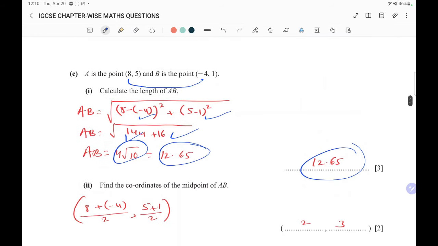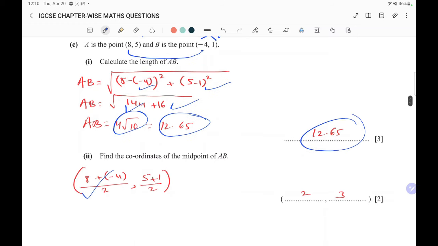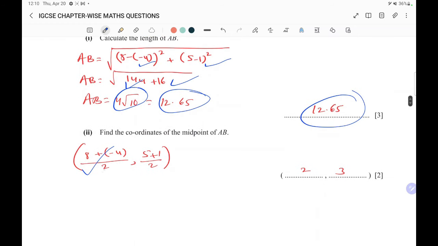Find the coordinates of the midpoint. Again, we have to find the midpoint: x is 8 plus minus 4 over 2, and y is 5 plus 1 over 2. So 8 minus 4 over 2, that is 2, and 5 plus 1 over 2, that is 3.